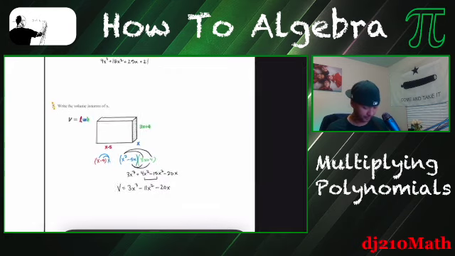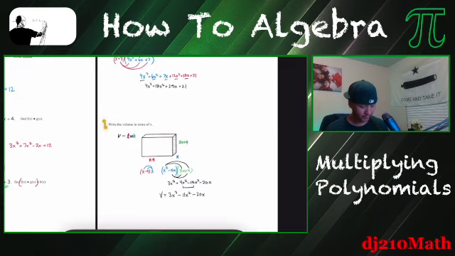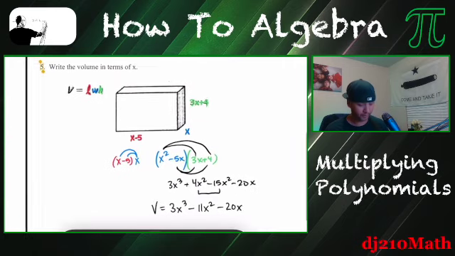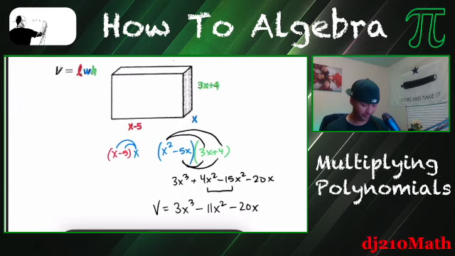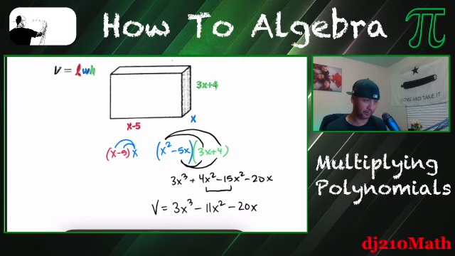All right, so I think that's it. All right, good job. So again, you distribute or box method, whichever one you like best, and then combine like terms.